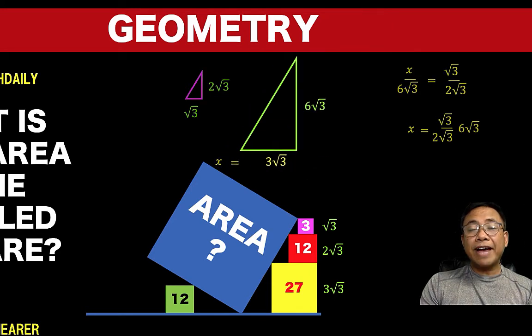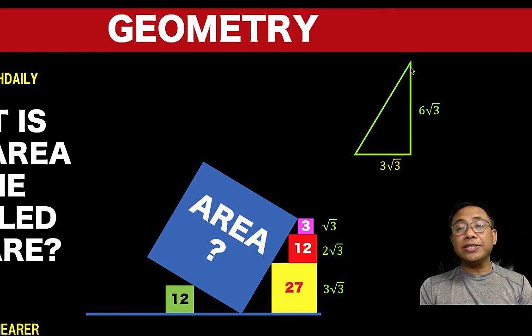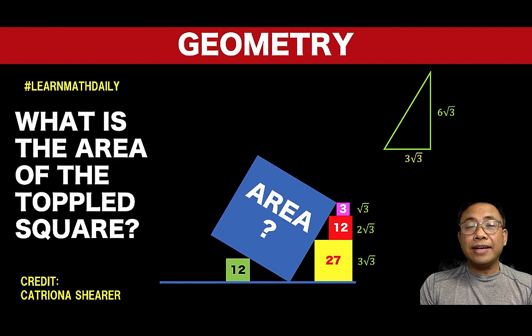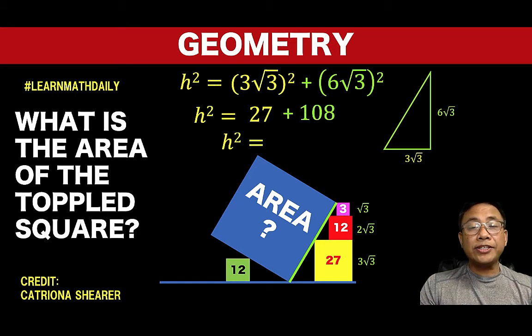Now, by knowing the values of the 2 legs of this right triangle, we can now easily find the length of its hypotenuse by using the Pythagorean theorem. And so we now arrive at this equation. H squared is equal to the square of the first leg plus the square of the second leg. Solving for h squared, we arrive at 27 plus 108. And so finally the value of h squared is 135 square units.